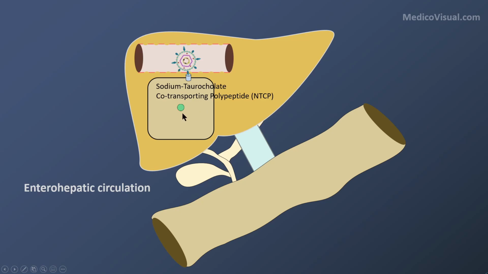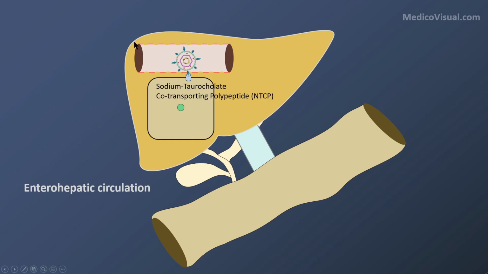cell. By the way, when this bile salt enters the enterocytes in the intestine, and then enters back into the hepatocyte, this circulation is called enterohepatic circulation. Entero means intestine, hepatic means hepatocyte, liver: enterohepatic circulation. And NTCP, right?